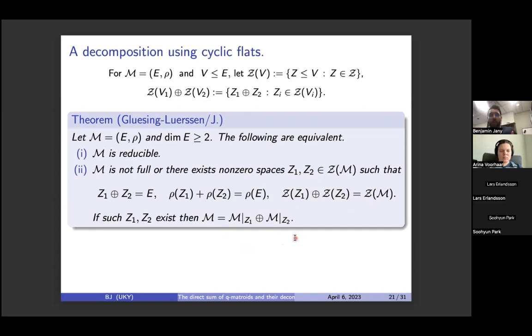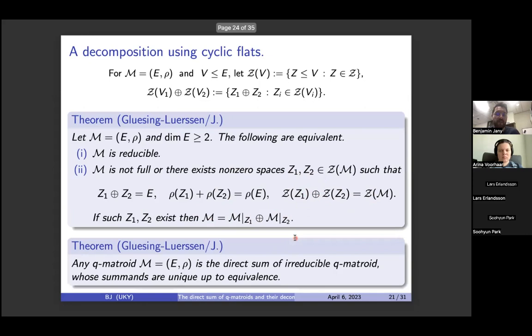Okay, and so using this characterization, it becomes relatively easy to show that any q-matroid can be decomposed into the direct sum of irreducible q-matroids, and each summand will be unique up to equivalence. So what was really important was to find the fact that those cyclic flats behave well under this direct sum operation, and then it just became kind of natural.